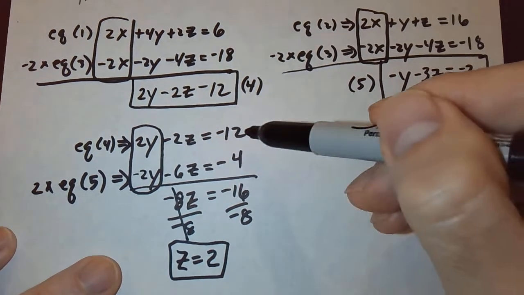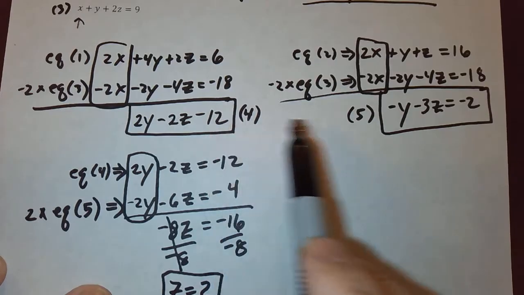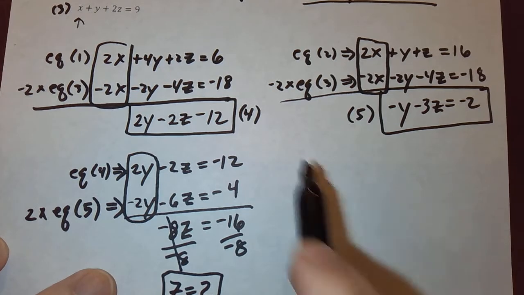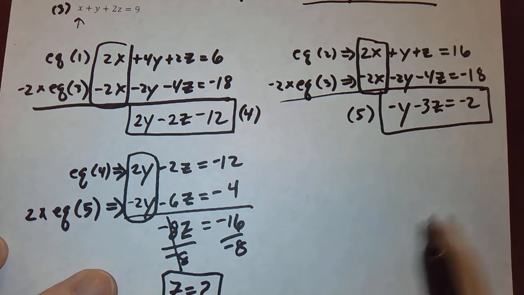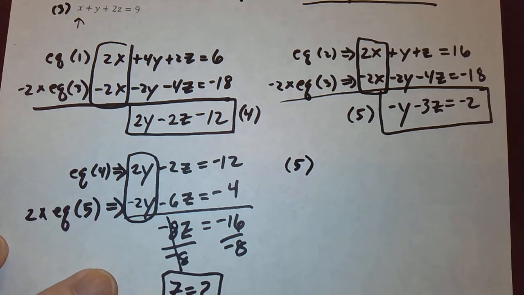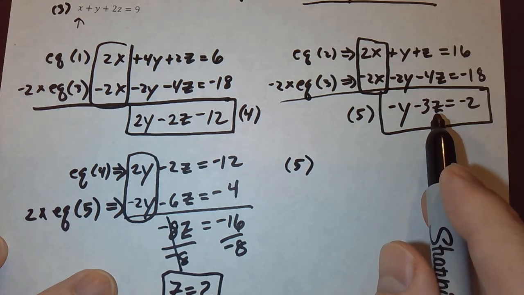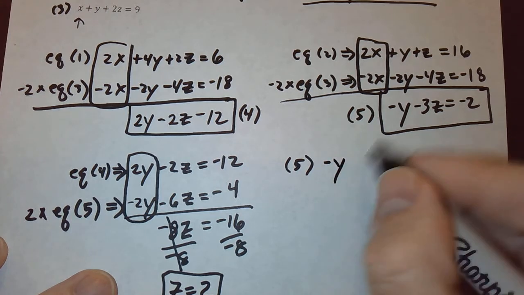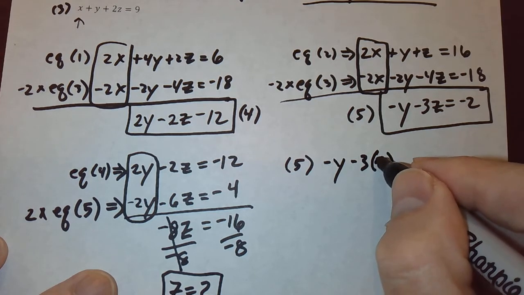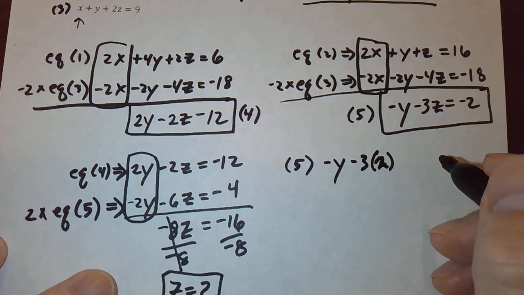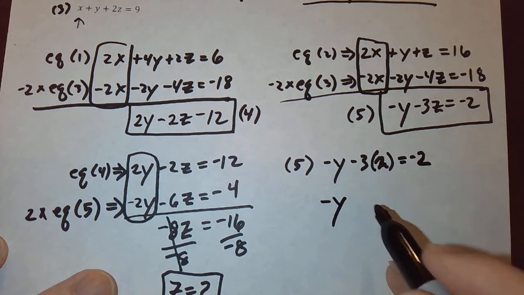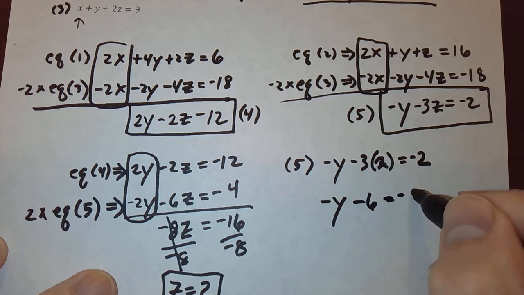So let's go back to either one of these equations, equation 4 or equation 5, which I also have written here. And I guess I'll just take equation number 5. Let's rewrite 5 with z. Instead of z, we'll write a 2. So I will have negative y minus 3 times z, which is 2. That's a 2 now, not a z, equals negative 2. So that's like saying negative y minus 6 equals negative 2.